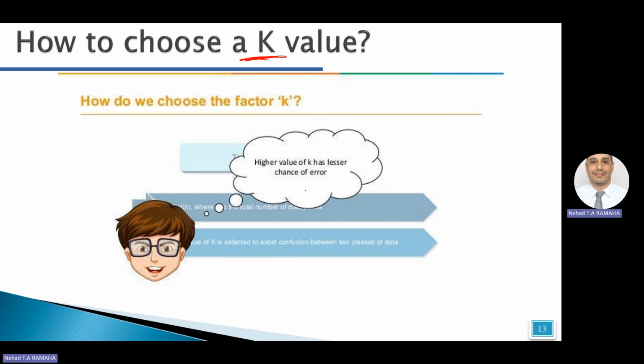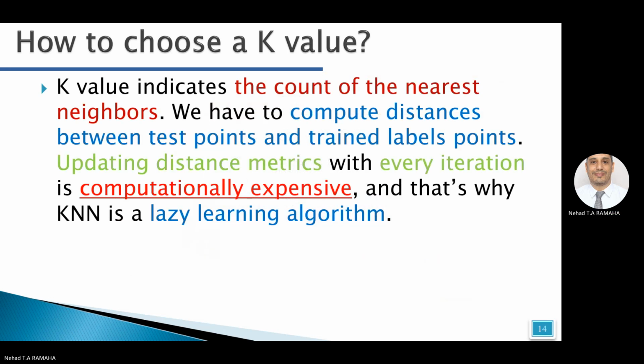Okay, how to choose K? Actually, if you take K as the whole data set, it will be more accurate, yes, but it's expensive because updating the distance matrix every iteration will have a high computation.